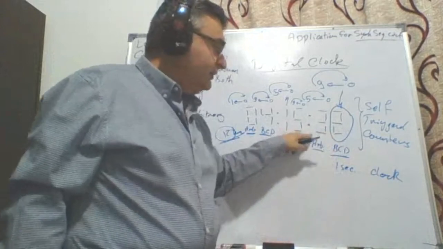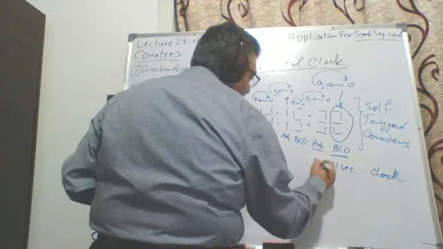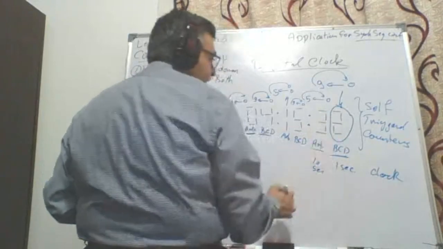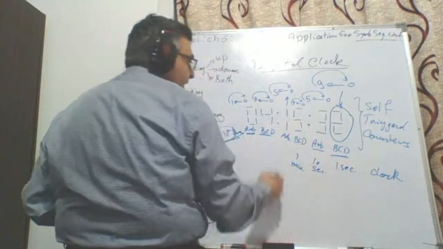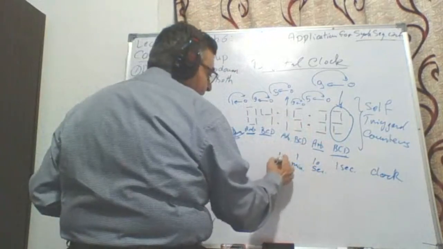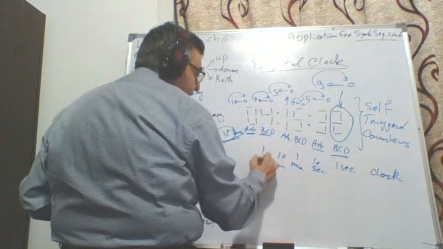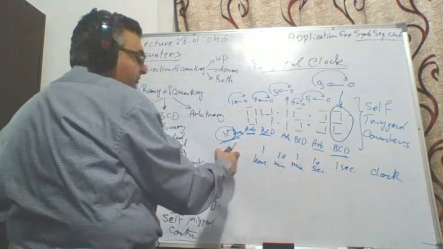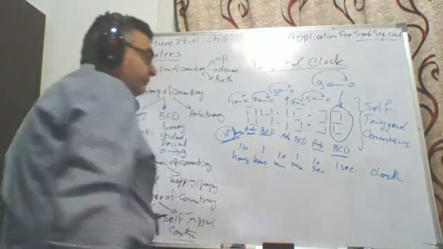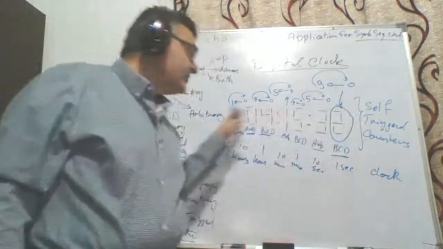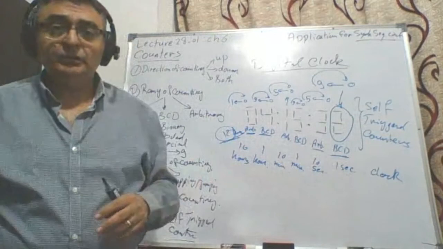What about the second digit here in the seconds? Every 10 seconds this counter should count. What about this? Every 1 minute. This one every 10 minutes. This counter every 1 hour. This counter every 10 hours. Okay, here I can design all of my digital clock using self-triggered counting.